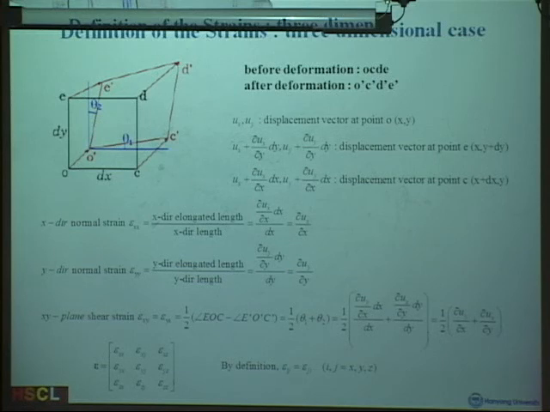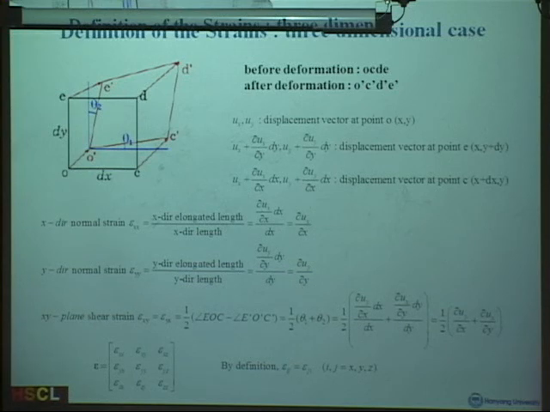Okay? Again, this is the relation between displacement and strain. How many strain components do we have? We have 6 components of strain. And how many displacement components do we have? We have only 3: ux, uy, and uz. Only 3 components of displacement.